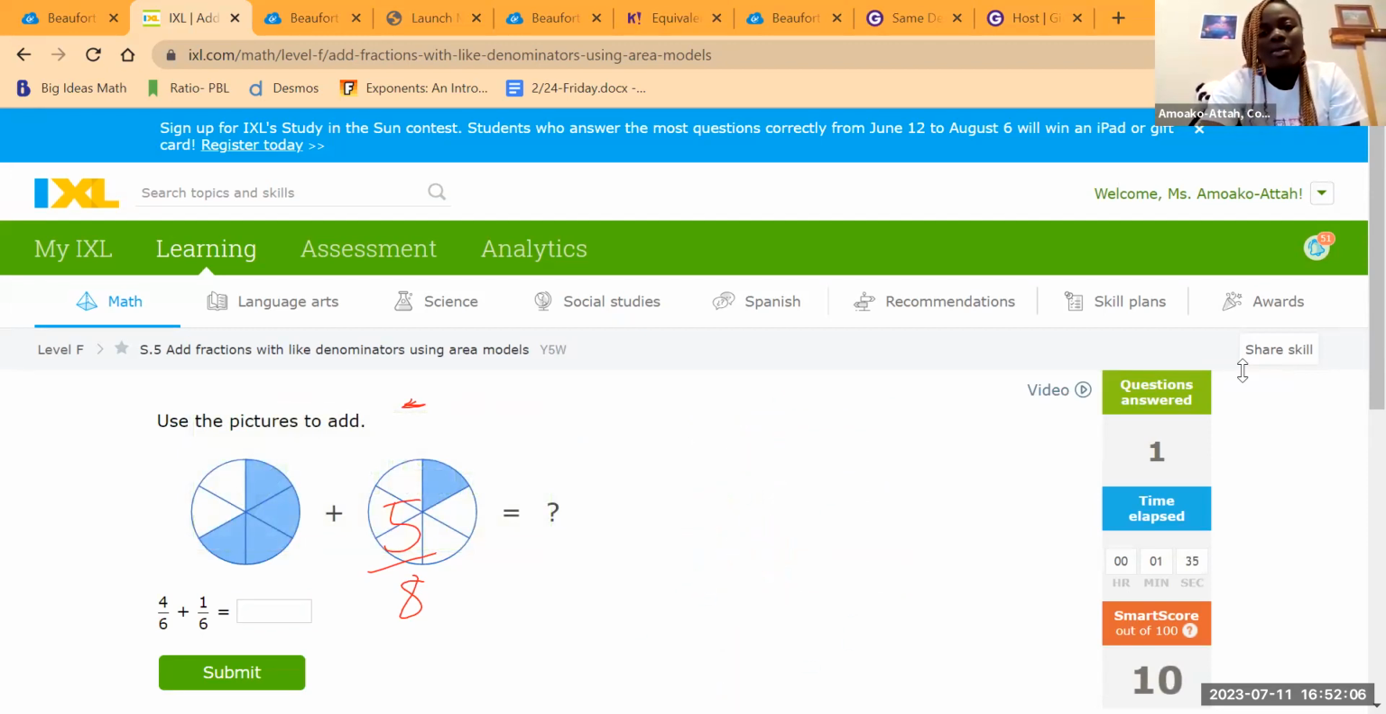Okay, let's see the second one. We have two fractions. We have two models for us to add them together. How do we do that? We first identify the fractions. The first one is what? 4/6. And the second one is what? 1/6, right? So count the number of shaded portions in each and put them together. Put the two shaded portions together before you divide by the common denominator. So we have 4 plus 1 giving us 5.